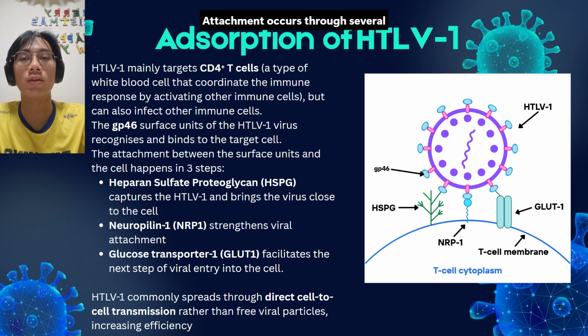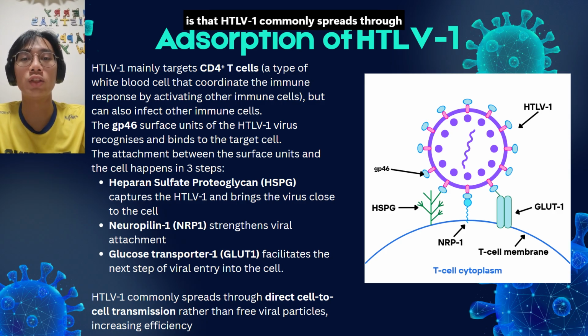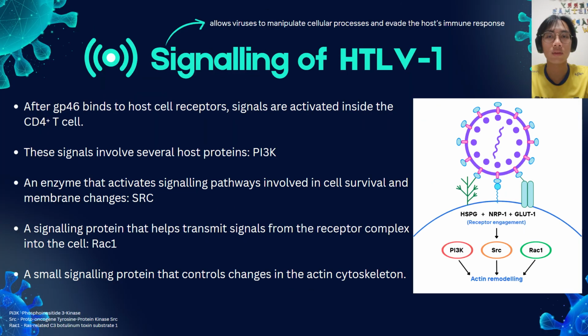Attachment occurs through several host cell factors. Firstly, HSPG captures HTLV1 and brings it close to the cell surface. Next, NRP1 strengthens the attachment. Finally, GLUT1 helps facilitate the next stage of viral entry. Another important feature is that HTLV1 commonly spreads through direct cell-to-cell transmission, rather than relying mainly on free viral particles.